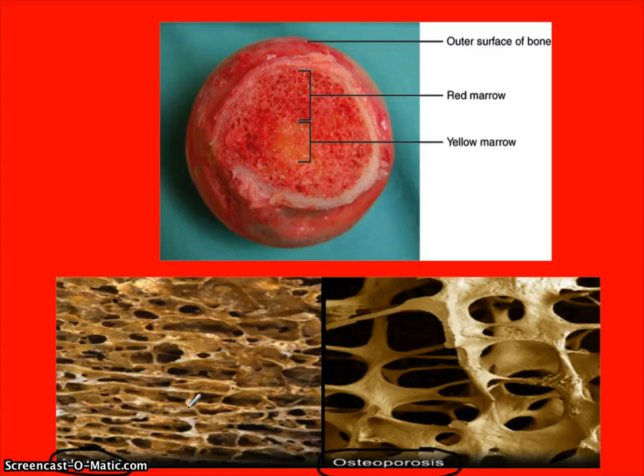It does seem that women get osteoporosis more than men, but studies do show that a calcium-rich diet can help prevent or control osteoporosis. Well, I hope you learned a little bit about your bones.